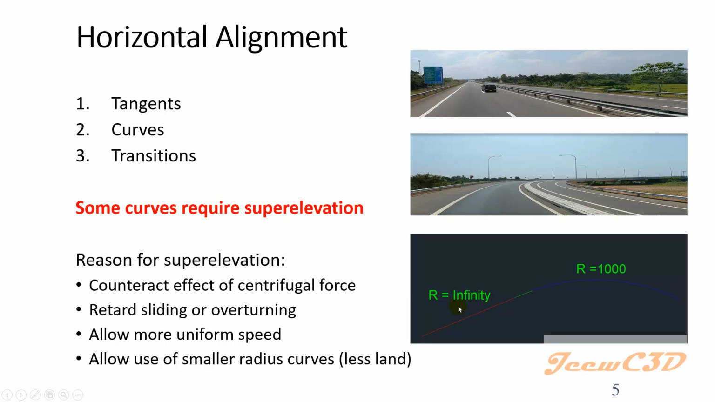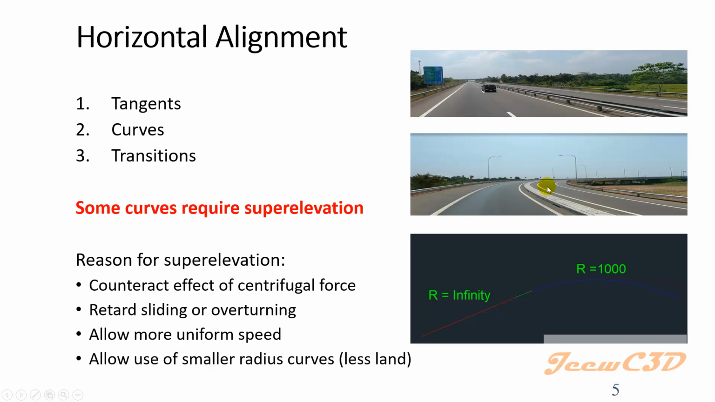Then we have some important things. Some curves require super elevation. So I will talk about super elevations in a later slide, but for the sake of completeness, I will tell what is super elevation here. Super elevation is the slope of the road. If you see in this image, the middle image, the slope of the road is completely to this side. So we call it the super elevation because the road is fully rotated to one side.